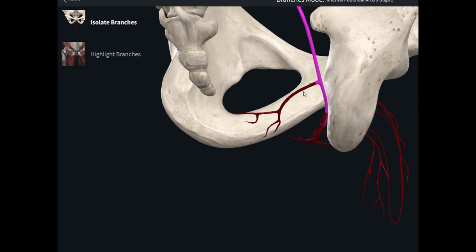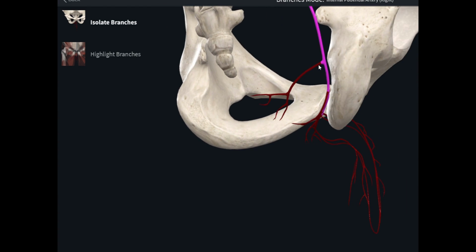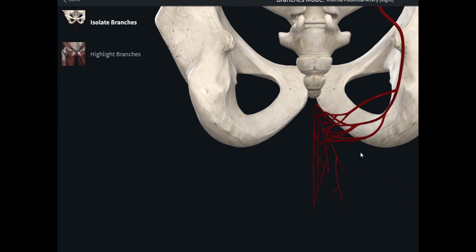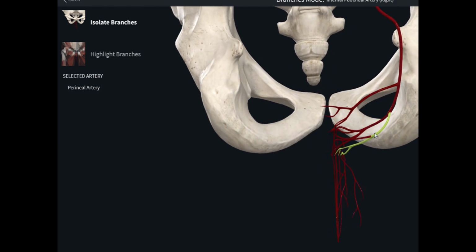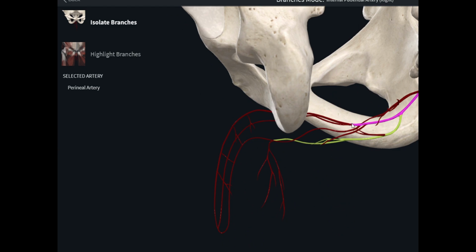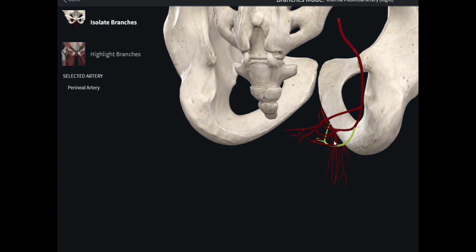Pudendal artery, sorry, not the perineal, the pudendal artery. The pudendal artery gives off the inferior rectal branch, which is this one, and then we have the perineal branch. So this one right here is the perineal artery that comes off. It also has different arteries coming off from here, supplying the penis or the clitoris in the case of women, but we're not going to be looking at that now. So just remember that's the pudendal. Coming off of it, we have the inferior rectal, and then we have the perineal artery.